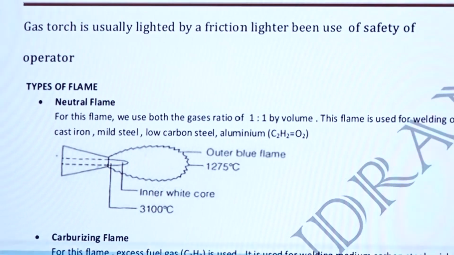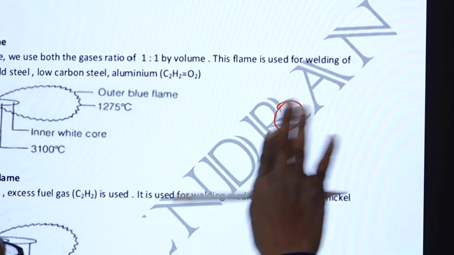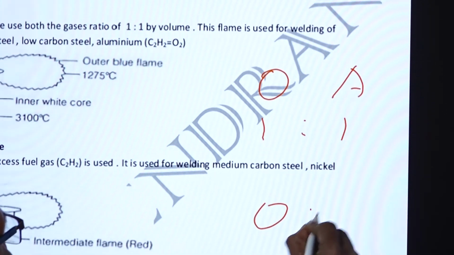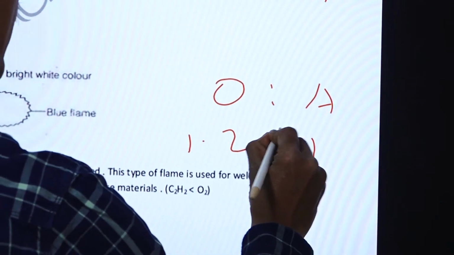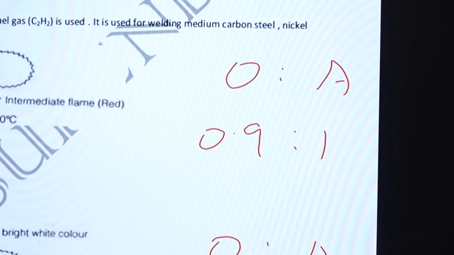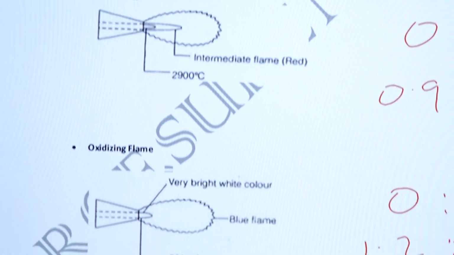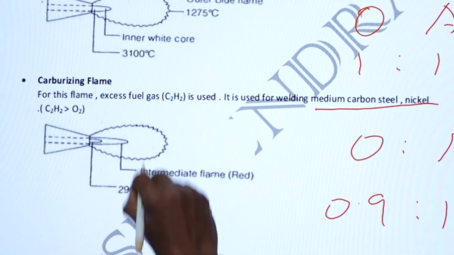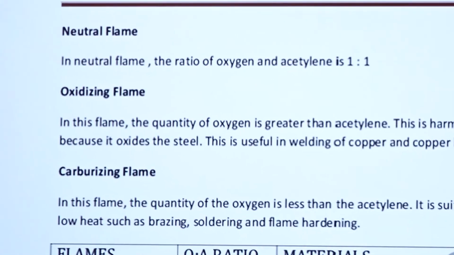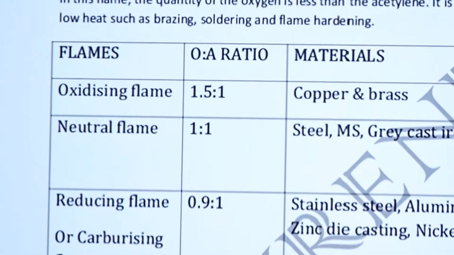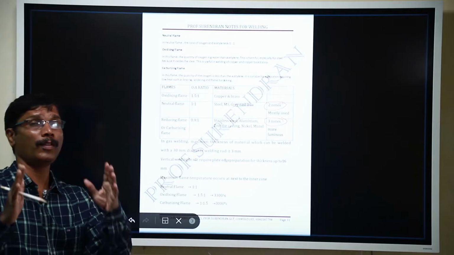What is the difference? We have to see. The oxygen to acetylene ratio is 1:1 for neutral flame, 0.9:1 for carbonizing flame, and 1.2:1 for oxidizing flame. Acetylene is always 1, but equal oxygen means neutral flame, higher oxygen means oxidizing flame, lower oxygen means carbonizing flame. The oxidizing flame is used for copper and copper alloys. The carbonizing flame is for medium carbon steel, nickel, and cast iron. The neutral flame can be used for mild steel. In the neutral flame, 2 zones are observed; in the reducing flame we have 3 zones.